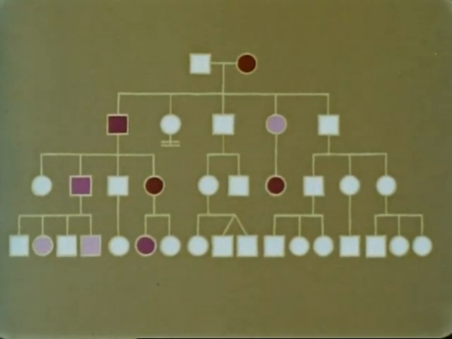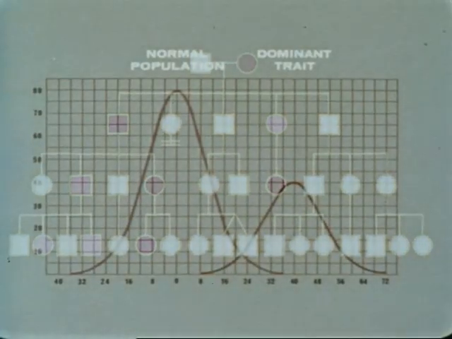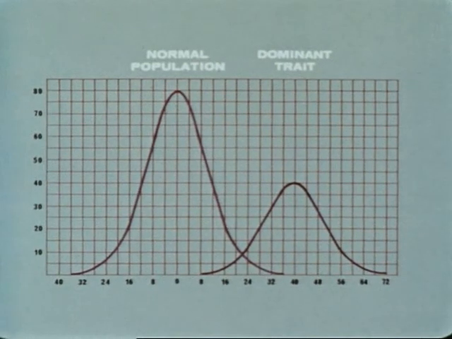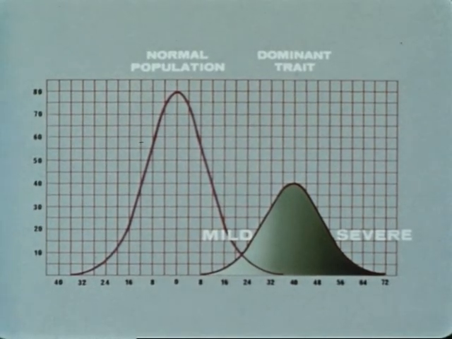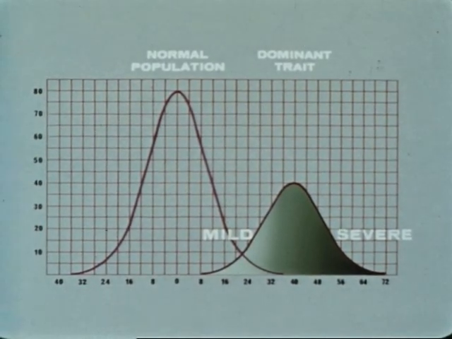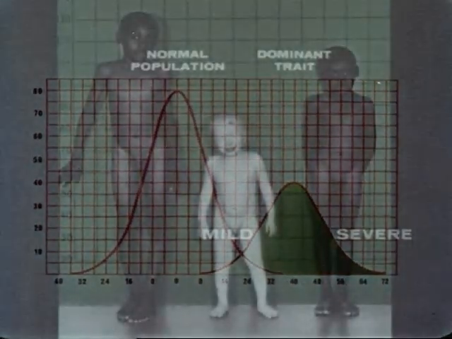Expression of a dominant trait, as observed in a large series of cases, is described by a bell-shaped curve. The largest number of cases have an intermediate grade of severity. Some are very severe, some very mild. These variations may be the effects of modifier genes. Environmental factors also influence the expression of gene action.